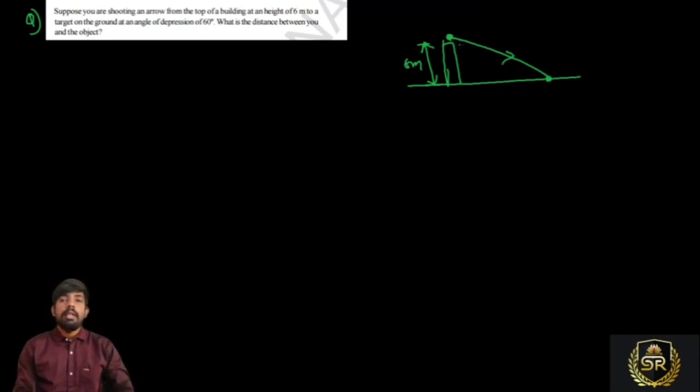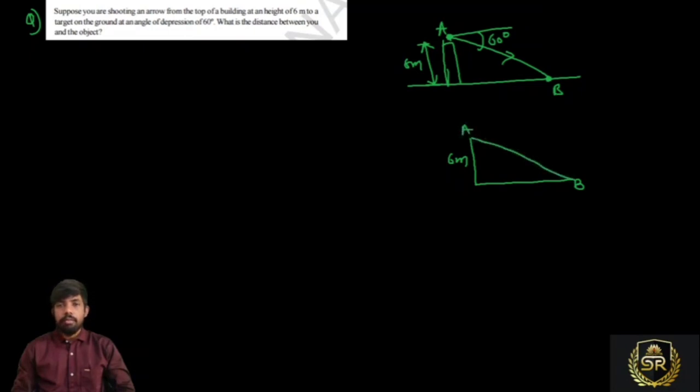So here, 6 meters, and let us say this is point A and this is point B. The angle of depression from the top of the building to the target on the ground is 60 degrees. I'm drawing this again. This is a building of 6 meters, this is B and this is A. The distance between A and B is asked. This is distance AB. The angle of depression is 60 degrees, so this is 60 and this is also 60.